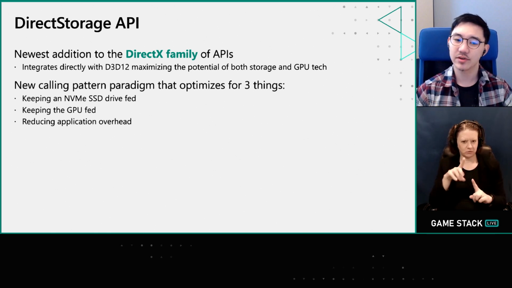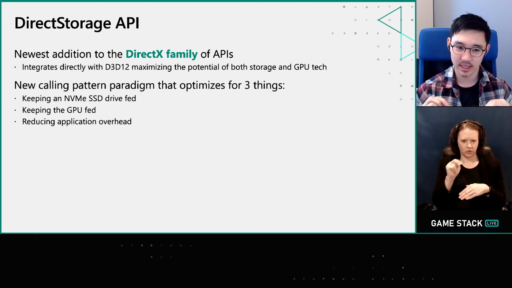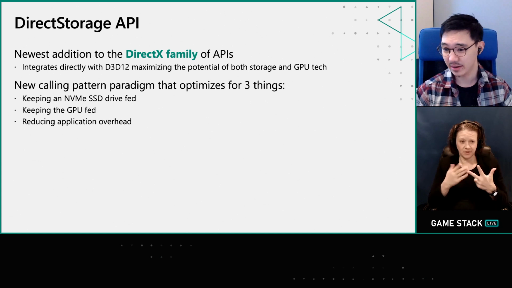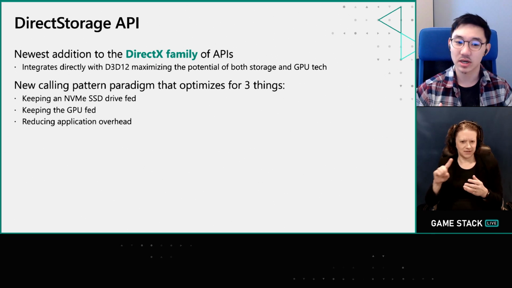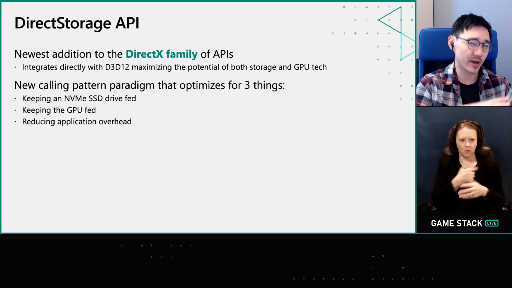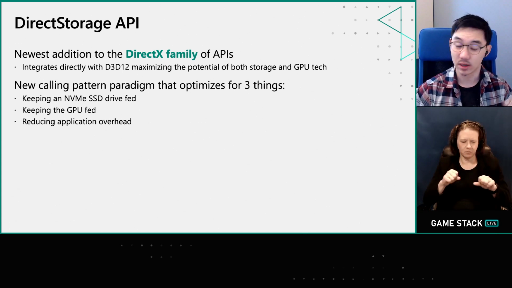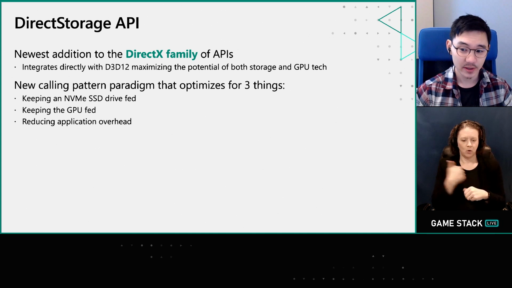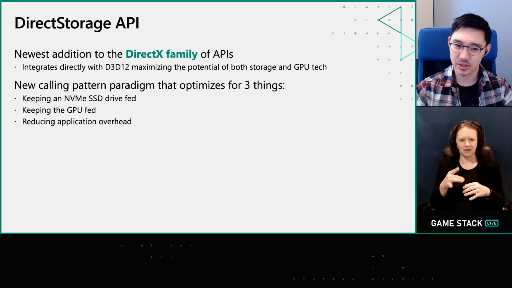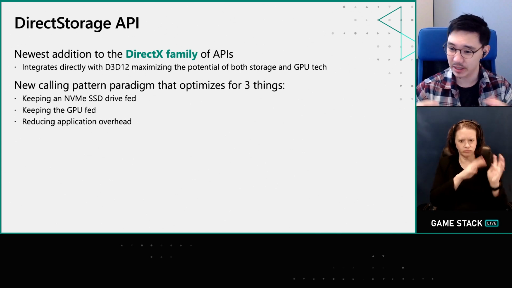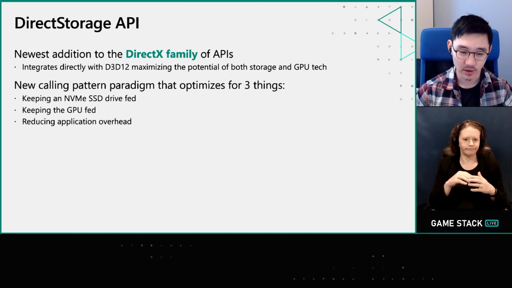It introduces a new calling pattern that optimizes for three specific things. One is to keep the NVMe SSD drive fed. As I was mentioning before, we want to make sure that we get the most out of the hardware. There are specifics around how an NVMe SSD should be fed to make sure that it delivers to you the bandwidth that you want, the maximum potential. It also manages to keep the GPU fed. For the same reason, the GPU likes certain patterns of workloads coming into it to make it the most efficient possible, pipelining your work, batching your work. And finally, the DirectStorage API reduces application overhead.